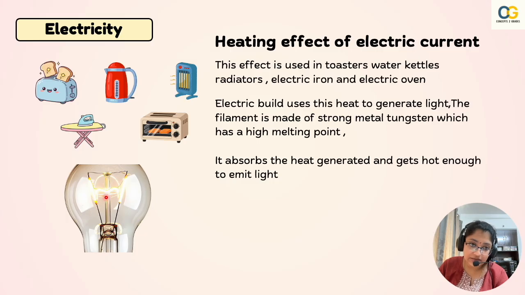So you see this, the one which is illuminating here is called the filament, and it is made of a strong metal called tungsten, and this tungsten has a high melting point. So because it has a high melting point, what happens is it absorbs all the heat and it gets so hot that it starts emitting light. So that is how it emits light through the system.